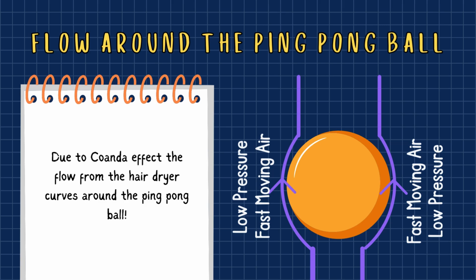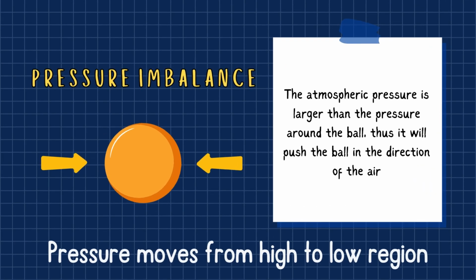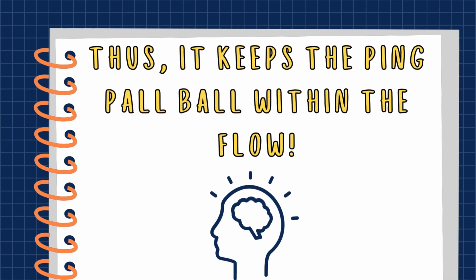As the fast-moving air flows past the sides of the ping pong ball, the high velocity creates a low-pressure region. The low-pressure region around the ball and the atmospheric pressure surrounding it cause a pressure imbalance. As the pressure is higher away from the ball, the force acts against the pressure gradient and towards the ball, keeping it in place instead of letting it fall off the sides. Thus, it keeps the ping pong ball within the flow.